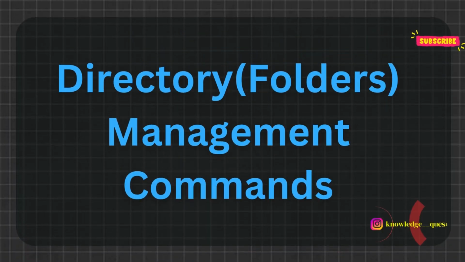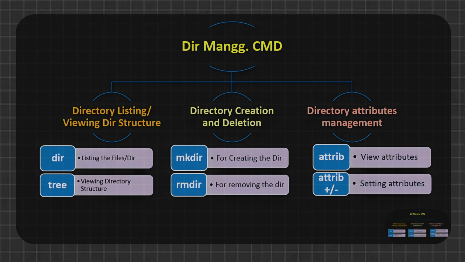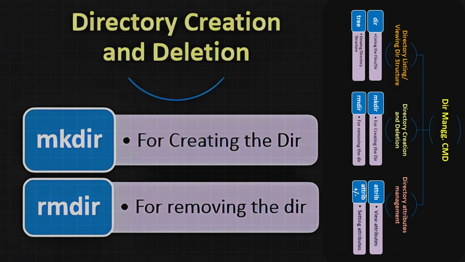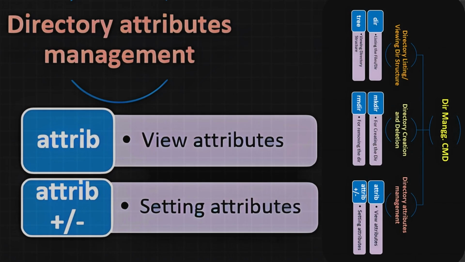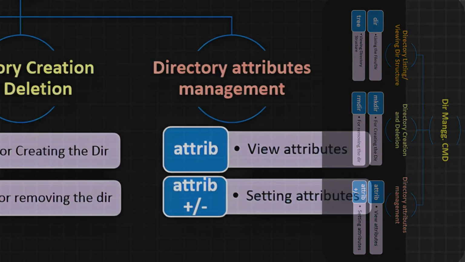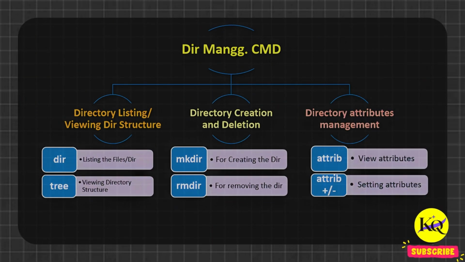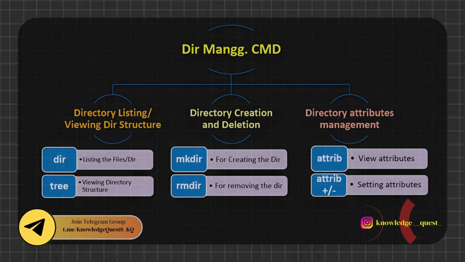For that, let us first check all the available commands for directory management. Here I have segregated directory management commands into 3 groups. First, directory creation and deletion. Second, directory listing and viewing structure. Third, directory attribute management. Please note that this is not a standard classification, but to make it easy to understand step by step, I have organized them in this way.